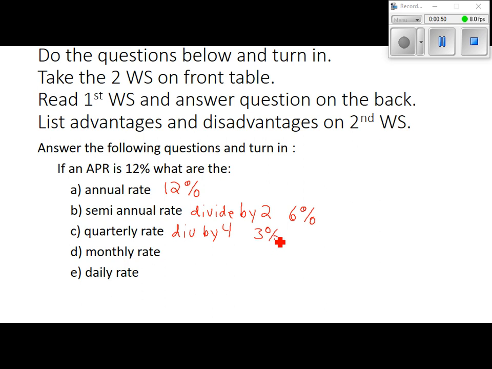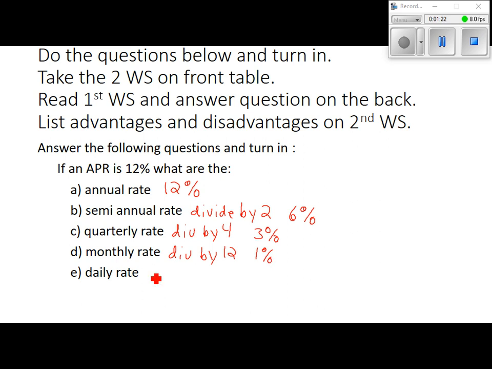Monthly rate, what do you divide by? Divide by 12. I tried not to make it real difficult to do the division. What do you get there? 1%. So if a credit card is doing your interest monthly, then every month they're charging you 1% on top of what you got. Not 12%, but the 1%.